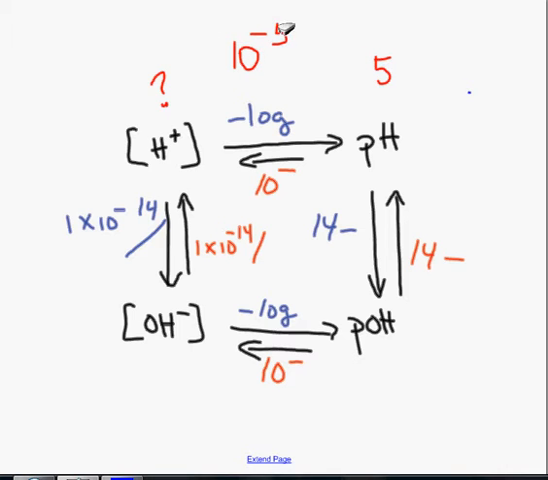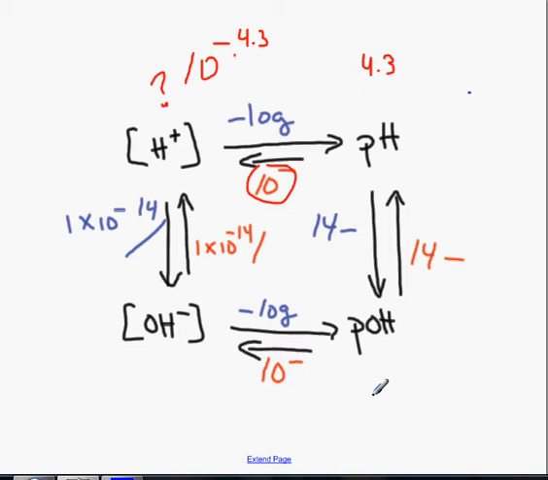Hey, let's make it really complicated. What if I said that the pH was something weird? What if I said the pH was 4.3? What would be the hydrogen concentration? Follow this. Here you go. It would be 10 to the power of negative 4.3. That's the hydrogen concentration.